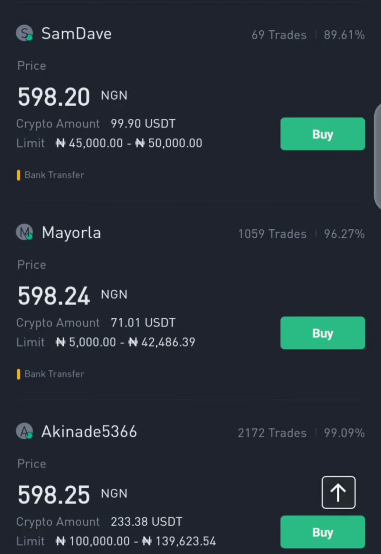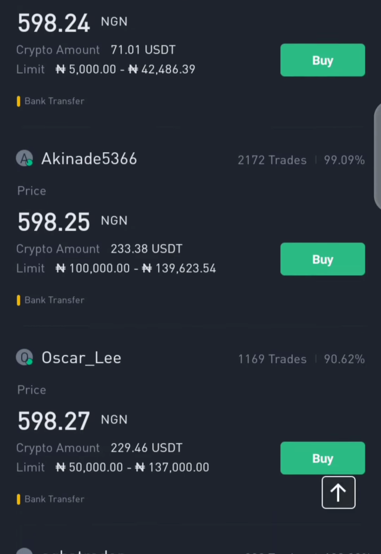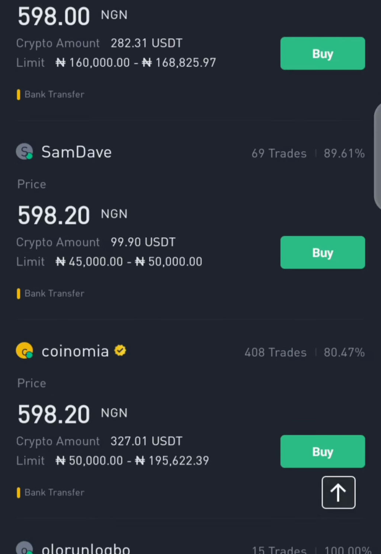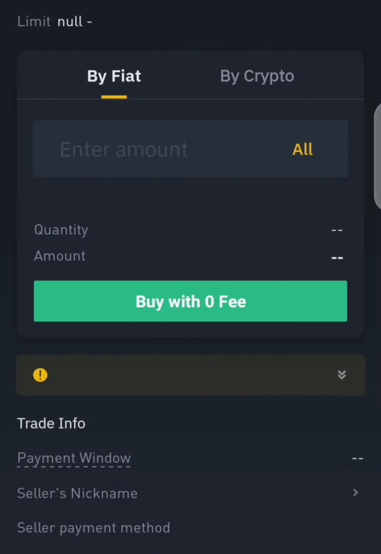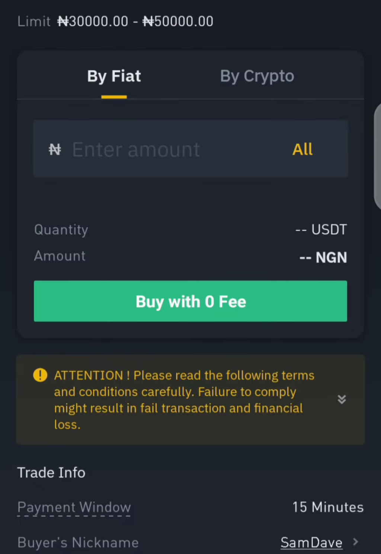Now, another thing you need to take a good look at is below the limit, you see bank transfer. There are some of them that are not bank transfer. They have buying with 50,000 naira. Then you will see this green highlighted button with buy. You click on the buy. Then once you click on the buy, you will see buy fiat by crypto. Buying by crypto simply means you want to use another cryptocurrency to buy. So by fiat is what you are actually using. Don't use by crypto, use by fiat. That is, you have your local currency and you want to convert it to cryptocurrency.